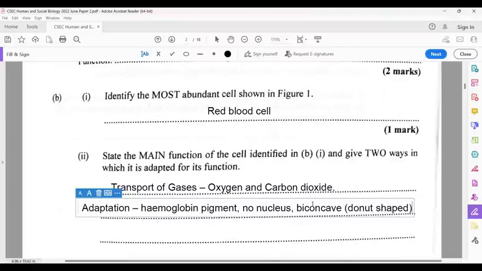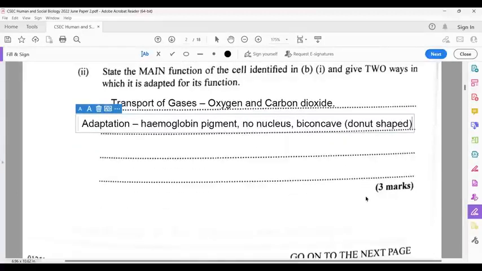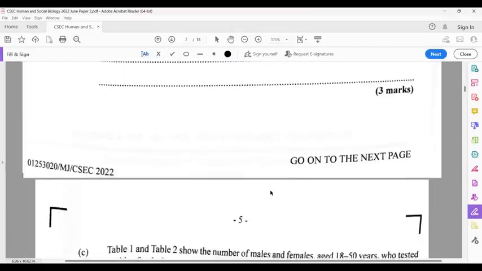And there are other adaptations. You could always let us know in the comments what adaptations you chose to use. But 3 marks, so don't go overboard and show off. All that does in the exam is waste time.